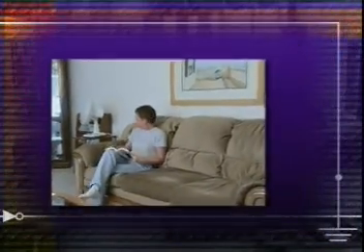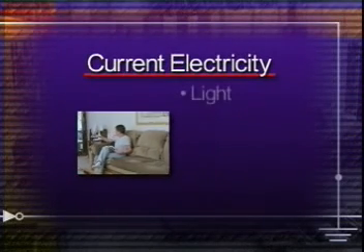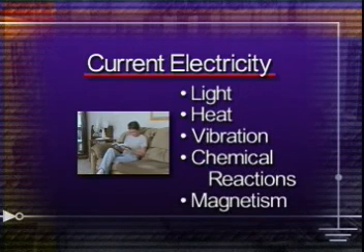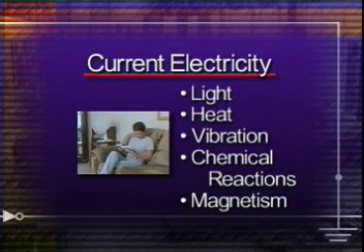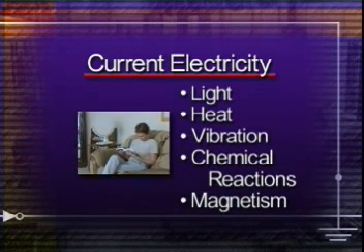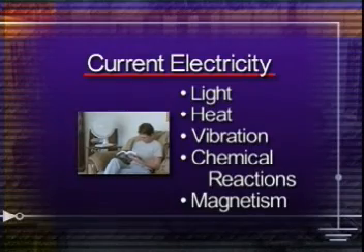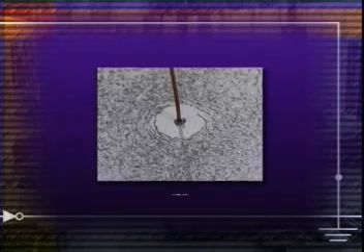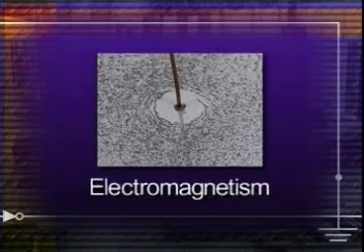There are many ways to produce current electricity. Light, heat, vibration, chemical reactions, and magnetism can all produce an electrical current. Let's take a look at the connection between electricity and magnetism. Whenever an electrical current is passed through a conductor, a magnetic field is created around the conductor. These iron filings are moved by the magnetic field created by current passing through the wire. This is known as electromagnetism.